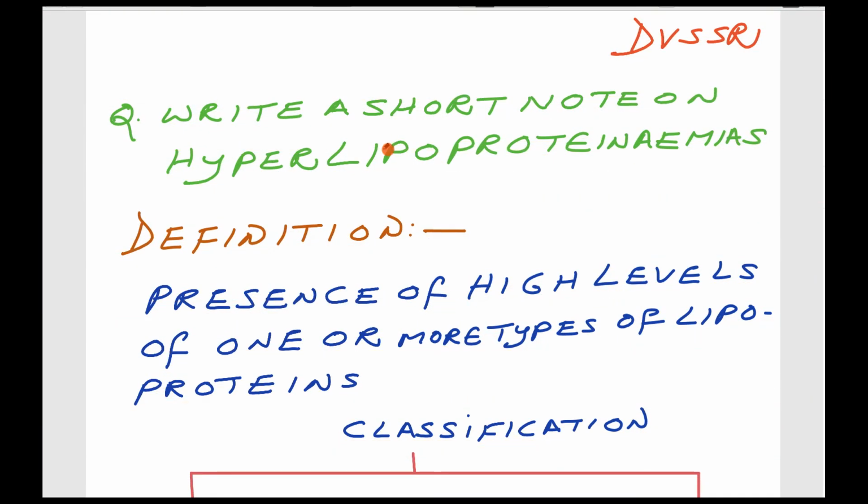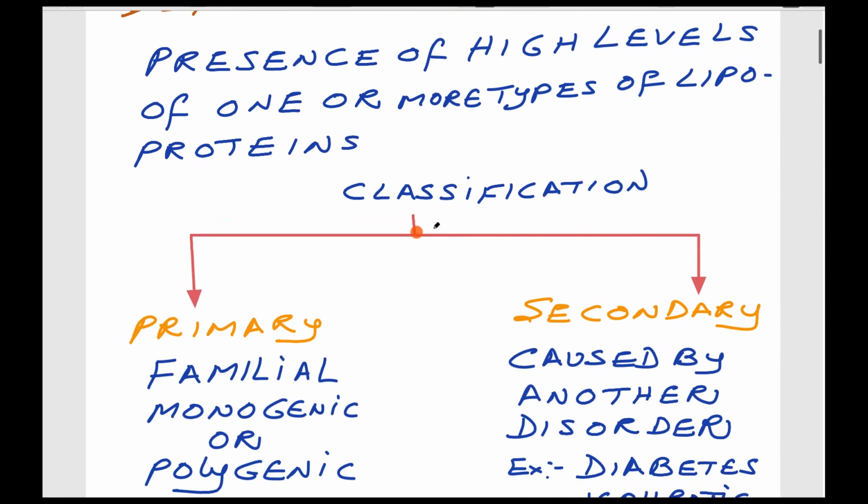In the session of questions and answers on lipid metabolism, the question is, write a short note on hyperlipoproteinaemias. How do we define hyperlipoproteinaemias? The presence of high levels of one or more types of lipoproteins. So classification: it is primary and secondary.